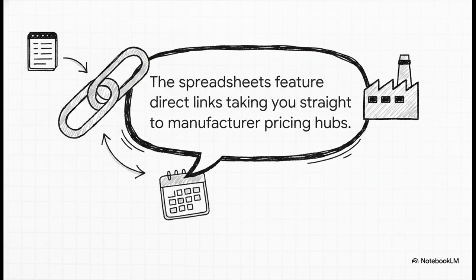So to help you actually maintain that perfect accuracy, the spreadsheets feature this brilliant built-in tool. They have direct web links positioned right next to the date column. The prices in your sheet are the manufacturer's list price as of the date shown, but these links, they take you straight to the manufacturer pricing hubs, like Mueller or Charlotte Pipe, whenever you need to run a live update.